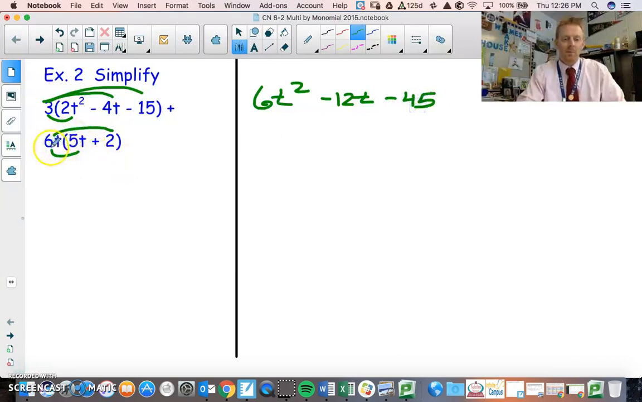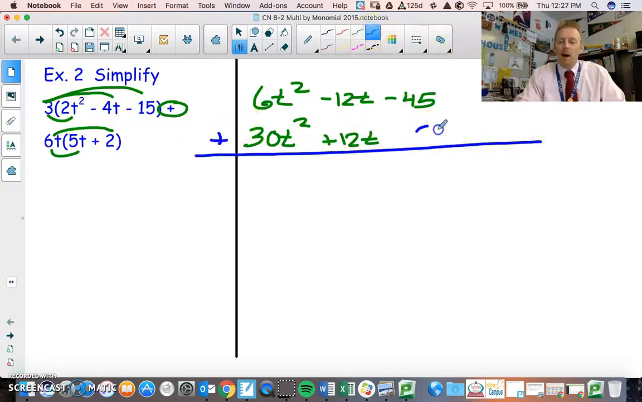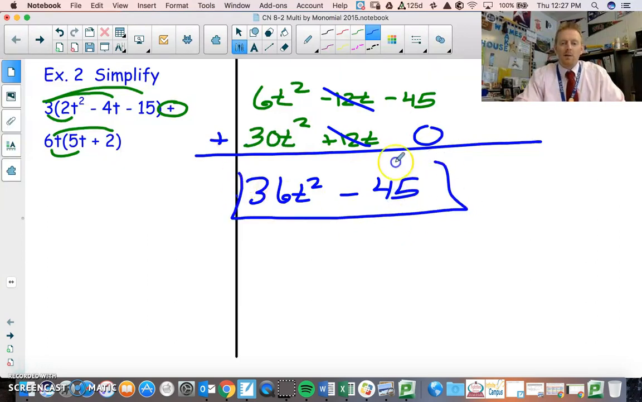Now on my next one, same distributing stuff. A 6t times a 5t gets us a 30t to the second power, and I'm going to put it directly underneath the other one that is also a t to the second power. That way we can combine them later, because we're adding these two polynomials together. Then we have a 6t times the 2, which gets us a positive 12t. And because we're adding these two things together, the open spot is just like having a 0. So we combine them, we get our 36t to the second. And those are opposite of each other, so they just cancel, and we have a minus 45. And this would be the official answer in simplified form. So that's what we got so far here, folks.